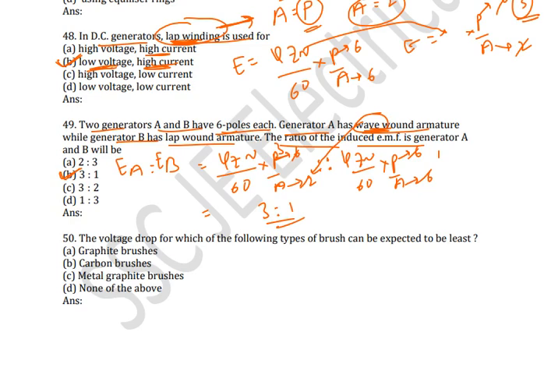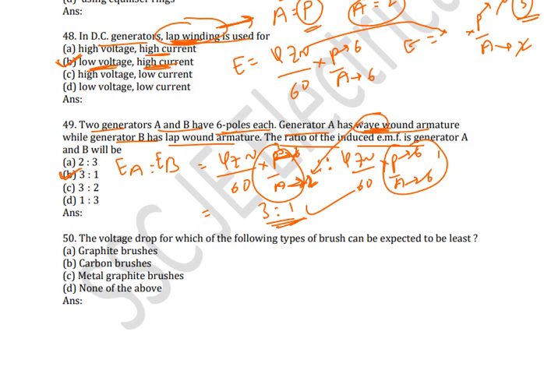Again, the induced EMF formula is pi Zn by 60 into P by A. In wave wound and lap wound, the major difference is the number of parallel paths, so the P by A ratio differs. In wave wound, the number of poles is 6 and the number of parallel paths is 2, so 6 by 2 gives 3. In lap winding, the number of parallel paths is 6 and the number of poles is 6. So 3:1, with the remaining portion cancelled. So 3:1 is the correct answer here.